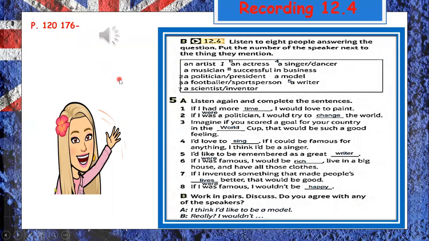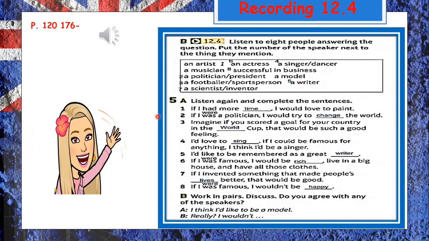Unit 12. Recording S12.4. 1. If I could be famous for anything, it would be art. I love painting. And if I had more time, I would love to paint seriously. If I could have a painting in a museum, I'd be really happy.